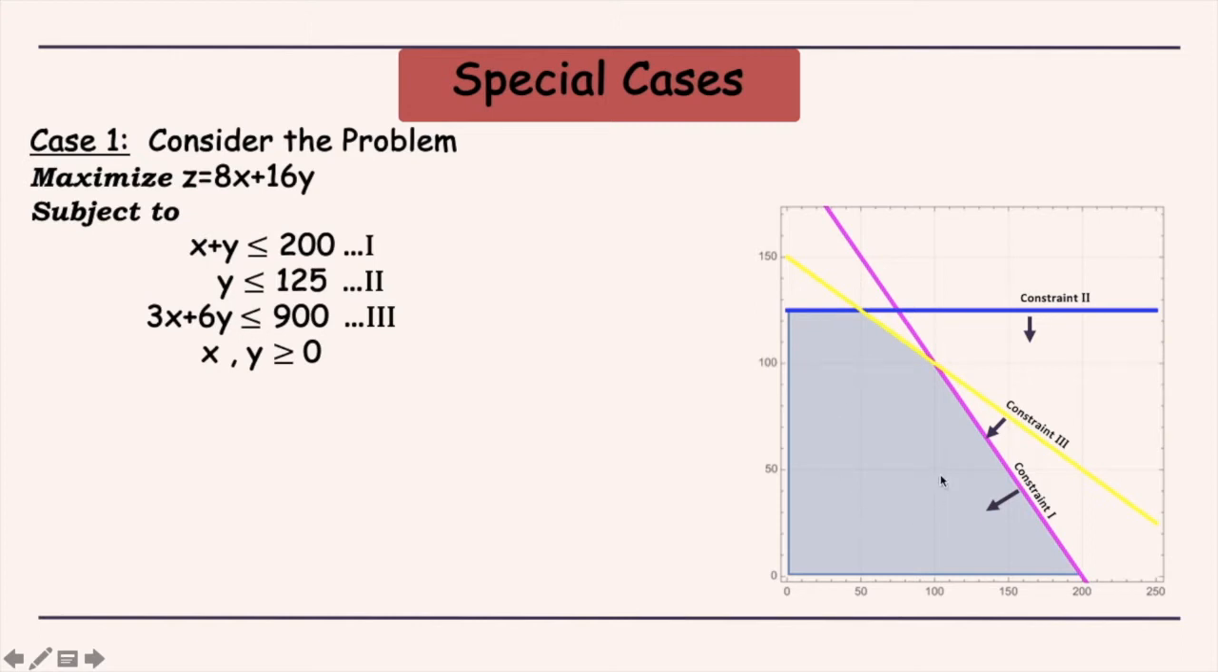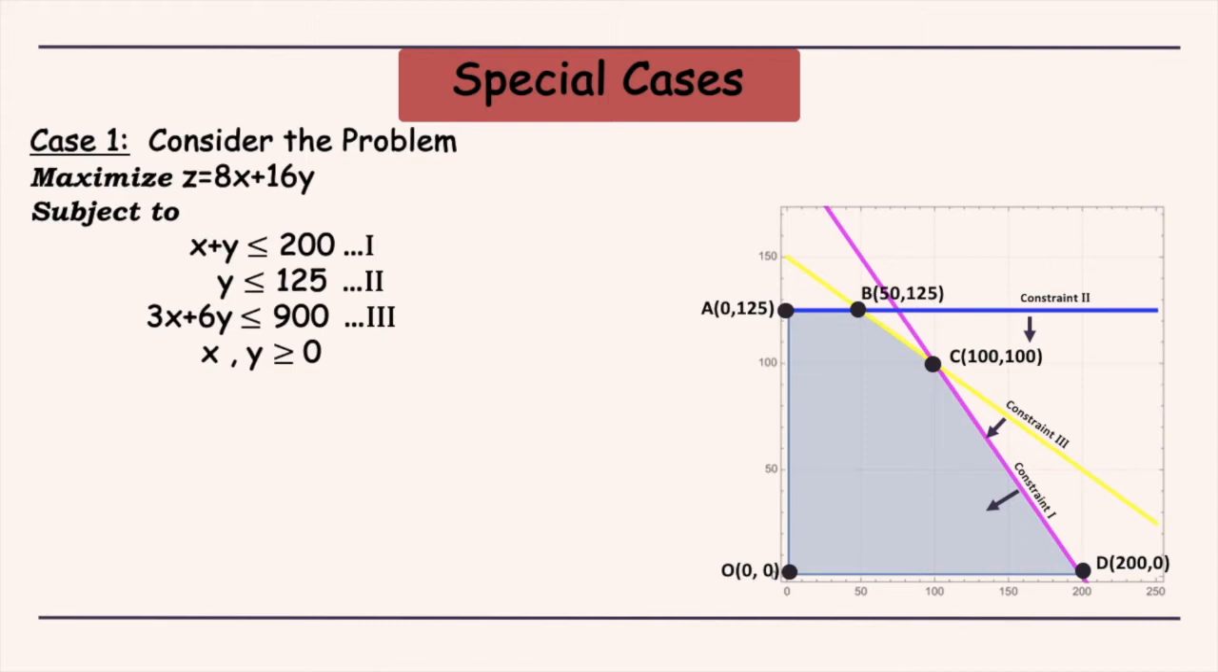If we figure out the common portion, it is given by this blue shaded region. Now let us find out the corner points for this feasible region. The first corner point is A, whose coordinates are 0, 125. Next is the point B, at the intersection of the blue and the yellow line, and the coordinates are 50, 125. The third corner point is the point C, whose coordinates are 100, 100, and it appears at the intersection of the magenta line and the yellow line. The next corner is the point D, whose coordinates are 200, 0, and it is on the x axis, and then we have the origin, which is the fifth corner point.